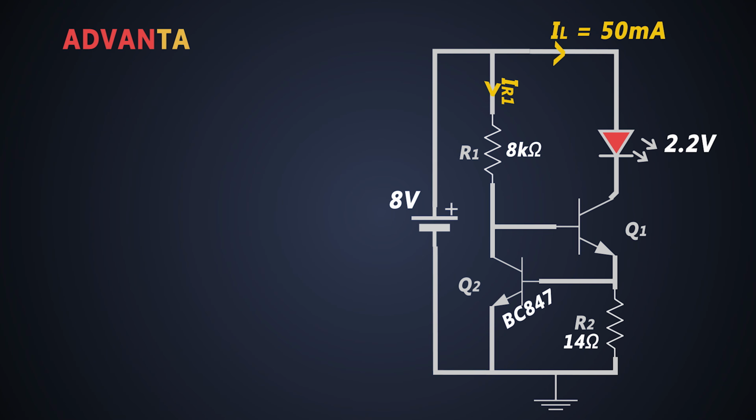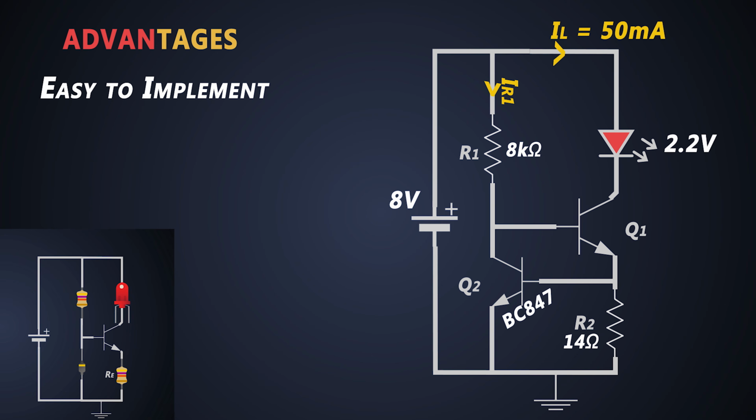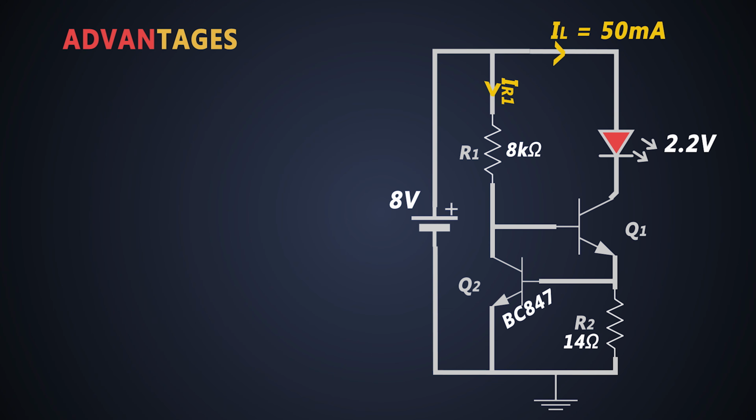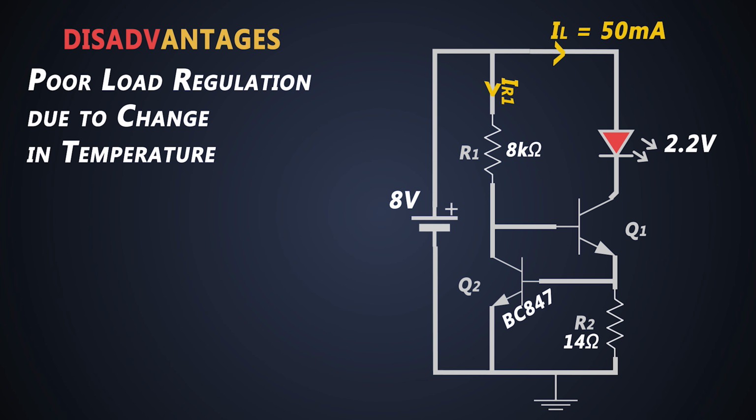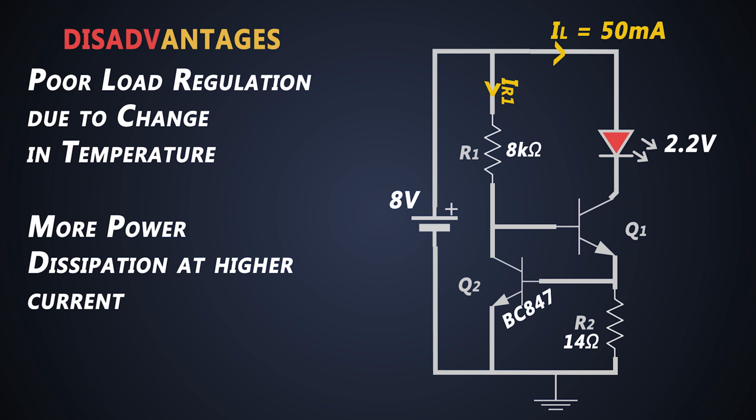Well, there are various advantages of this circuit. This circuit is very easy to implement and it gives very stable current regulation. Unlike the earlier circuit, it has very low power dissipation. Well, there are some disadvantages as well. However, this circuit doesn't provide stability in temperature variation. And due to the limitation of the discrete components which we are using, we can't use this for higher current applications.